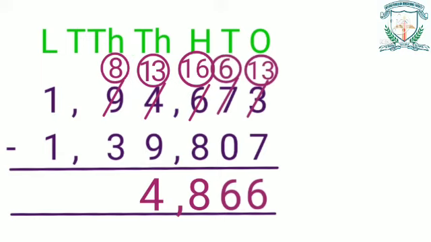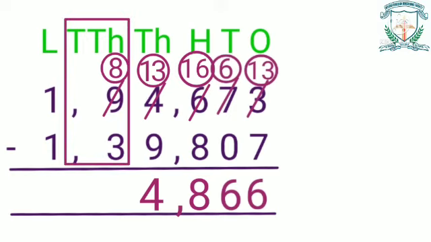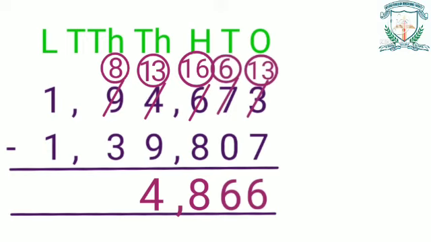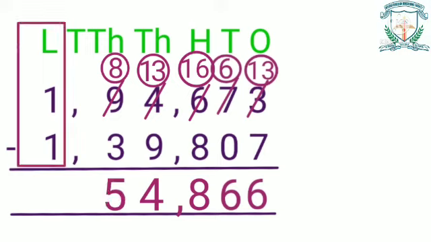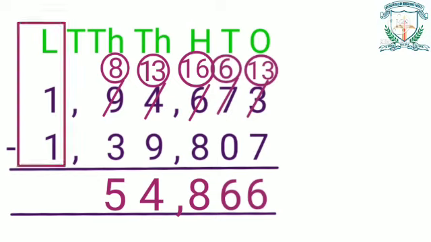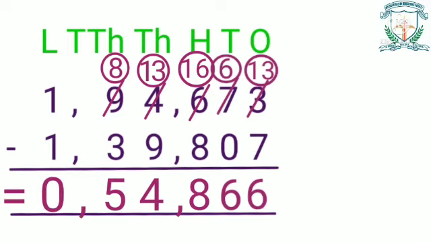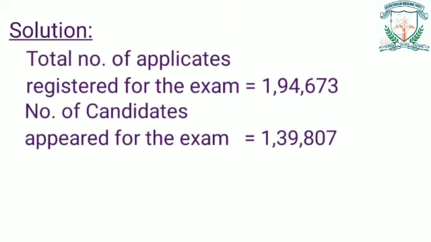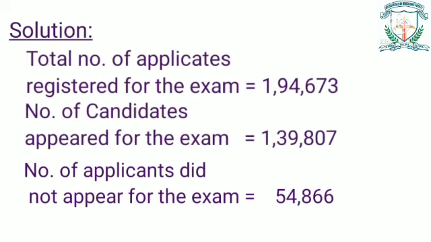Now let us subtract the digits in 10,000s column. 8 minus 3 is equal to 5. Write 5 in 10,000s column. Now let us subtract the digits in lakhs place. 1 minus 1 is equal to 0. Therefore, 54,866 applicants did not appear for the exam.